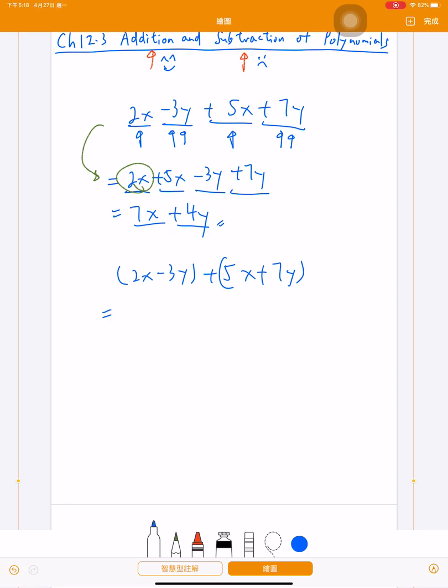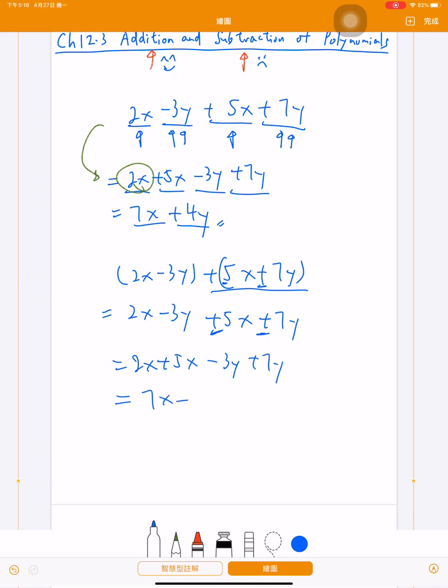So for addition, usually we can simply remove the brackets directly without changing the positive sign or negative sign of the term. For example, this one, we plus brackets 5x plus 7y, we can just remove the brackets by copy the terms directly with the same positive or negative sign. Positive. Okay, then you can calculate the answer again, 2x plus 5x minus 3y plus 7y, and then the answer will become this one, right?